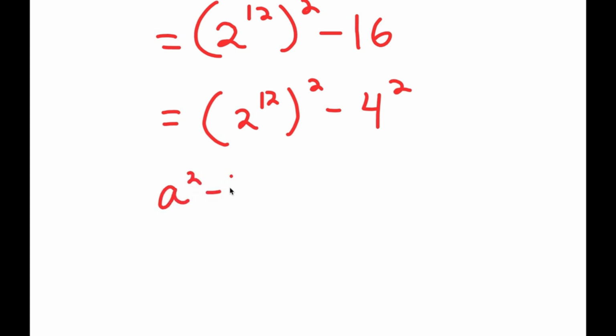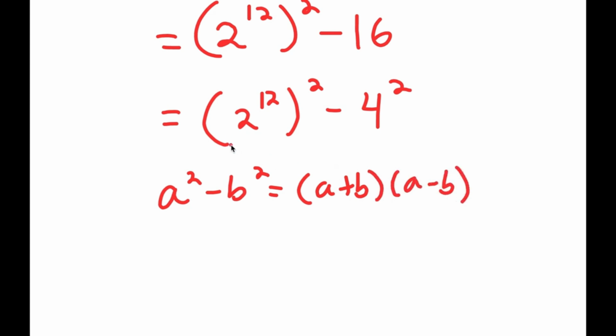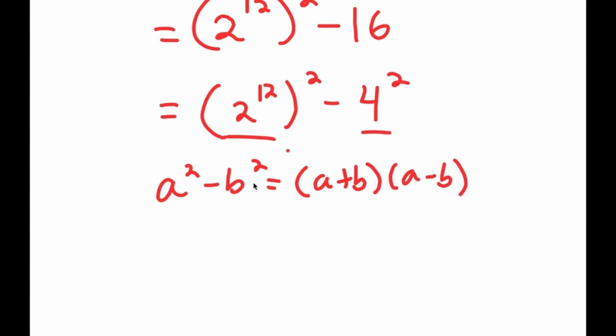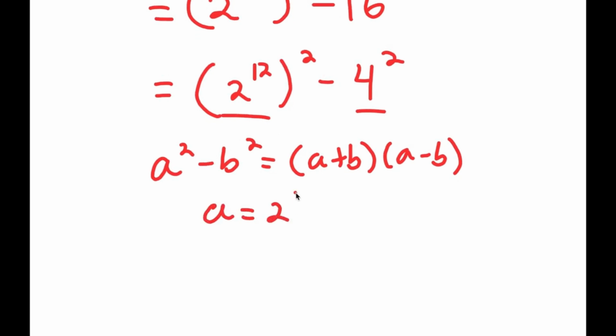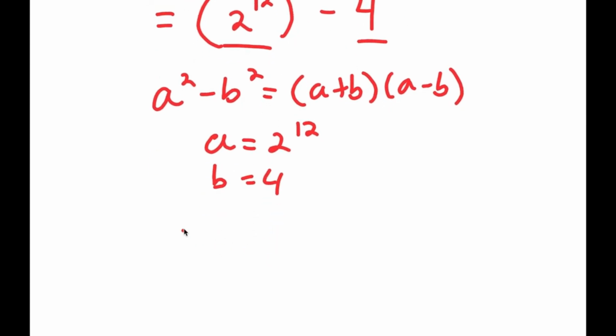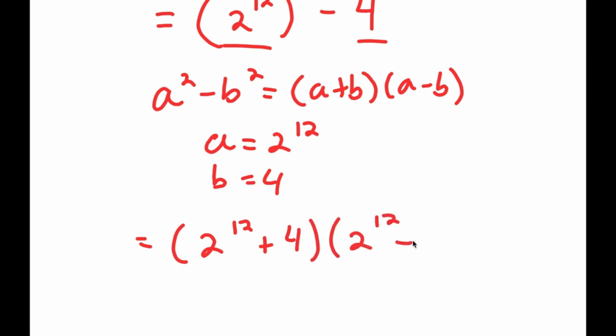Now, if I have something in the form a squared minus b squared, this is equal to a plus b times a minus b. Notice how we have 2 to the power of 12 squared minus 4 squared. So in this case, a is 2 to the power of 12, and b is 4. So I get 2 to the power of 12 plus 4, times 2 to the power of 12 minus 4.